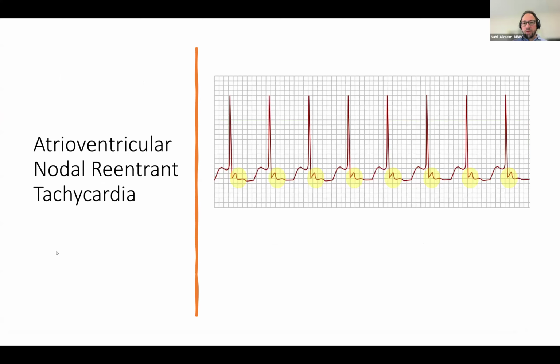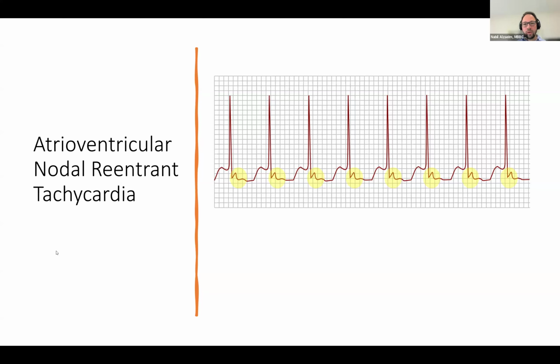So this is the AVNRT, atrioventricular nodal reentrant tachycardia. It accounts for two-thirds of all cases of SVT, not including cases of AFib and atrial flutter. It's caused by a reentrant circuit within the AV node that uses both the fast and slow pathway. AVNRT is characterized by a short RP interval with a retrograde P wave inscribed very close to the QRS complex. It may be terminated with the vagal maneuver or adenosine.